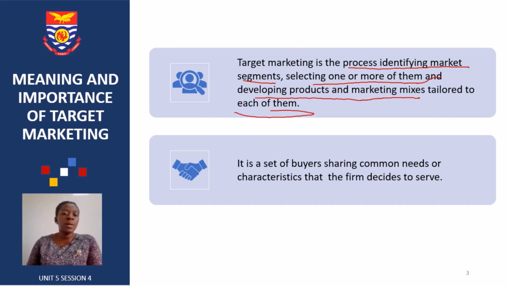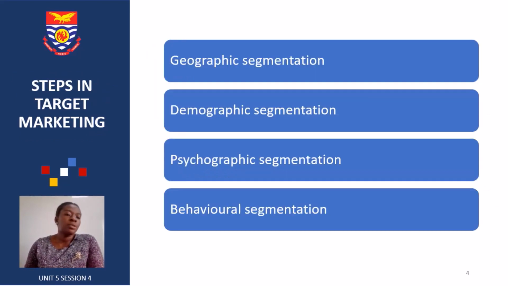It's a set of buyers sharing common needs or characteristics the firm has decided to serve. So I have decided to serve just distance education students of the University of Cape Coast. That is my target market. If someone decides to target regular students of the University of Cape Coast, that is the market they are going to tailor their goods and services and marketing mixes to, which is the price, product, place, and promotion. All these issues, they are going to target to them.